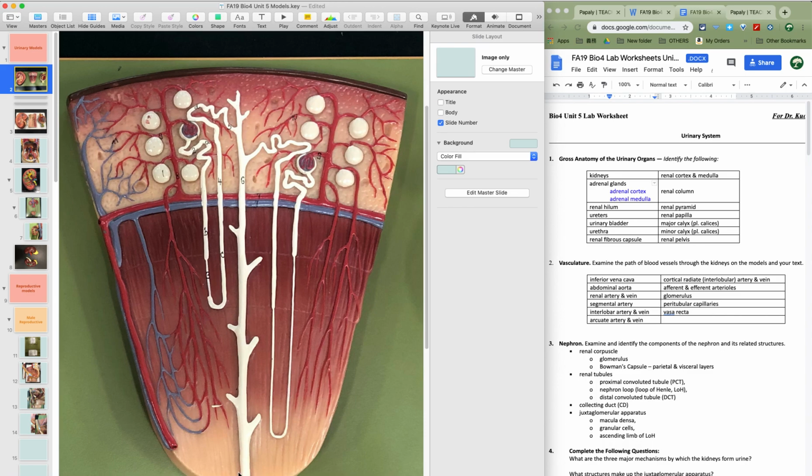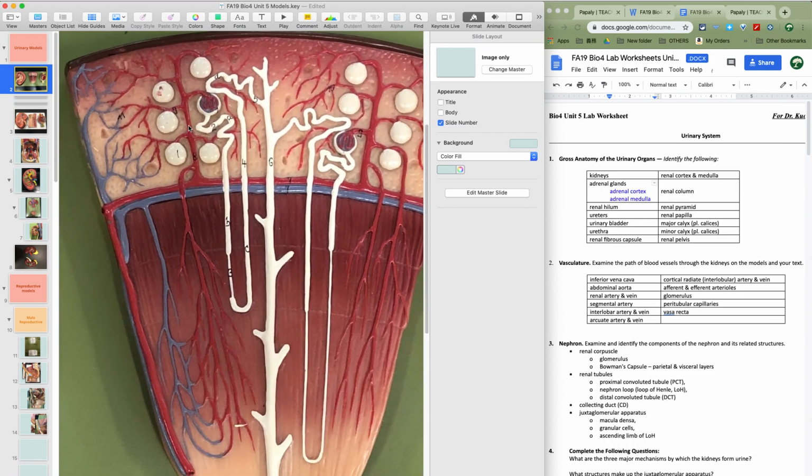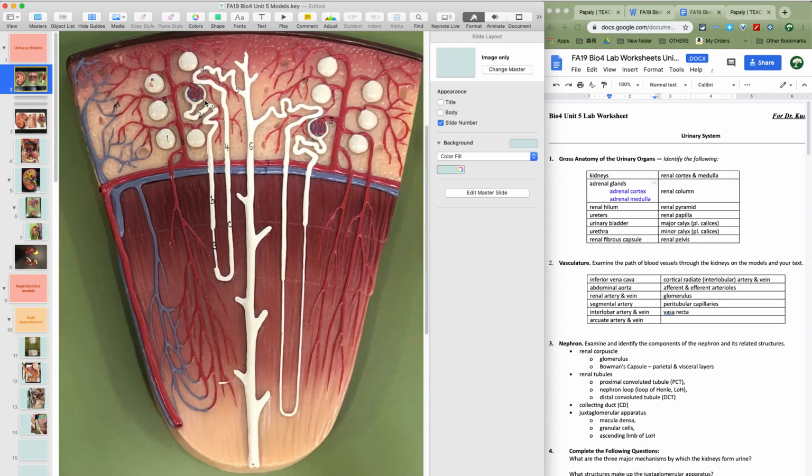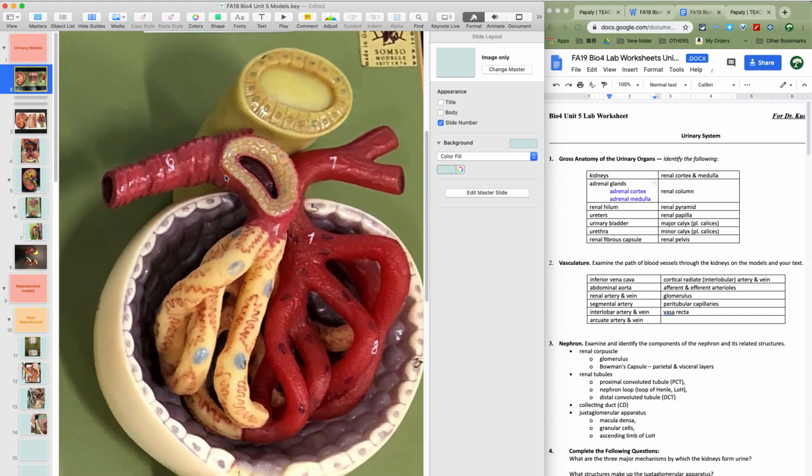If we follow the path of filtrate formation, blood flows into this cortical radiate artery and then into the afferent arteriole. It's then filtered. This is where filtration occurs. Remember that glomerulus? So this is the glomerulus. And here is a close-up of the glomerulus.